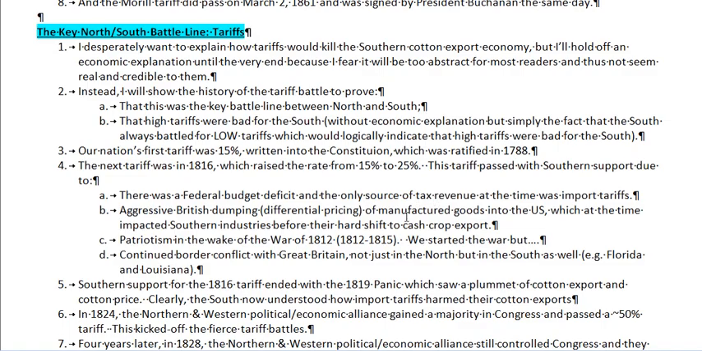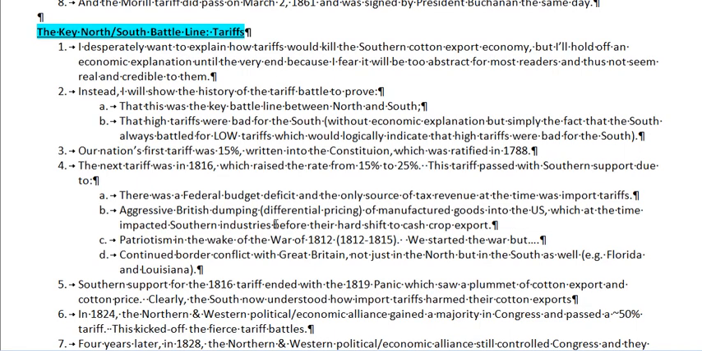Recall that early on the northern and southern economies were fairly similar. Maybe they had different agricultural goods, whatever. But as far as the proportion of industry to agriculture, both had low amounts of industry, but they both had some. That would shift in the South.